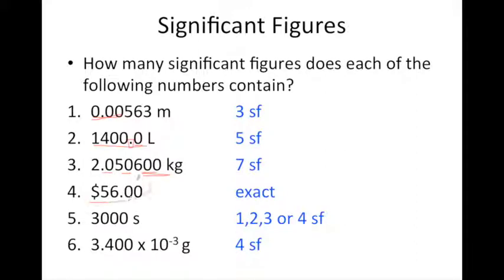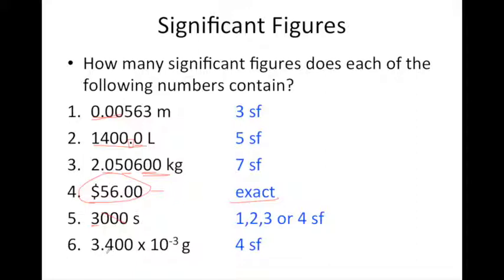Now, $56, that's a tricky one. That's not a measurement. We count money. So that would be counted. That would be exact. So with exact numbers, we could say they have an infinite number of sig figs, or essentially we don't consider them to have significant figures. With number 5, 3,000 seconds, again, it may have 1, 2, 3, or 4 sig figs. Generally, we consider it to have only one, but again, you may see different rules for that. These zeros are generally not considered significant.